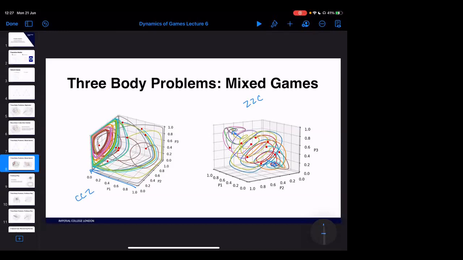We have two other dynamics that we would like to look at, fictitious play and Q-learning, the ones that we've loved so dearly over the past couple of talks. But before we do that, are there any questions based on what we've just talked about?